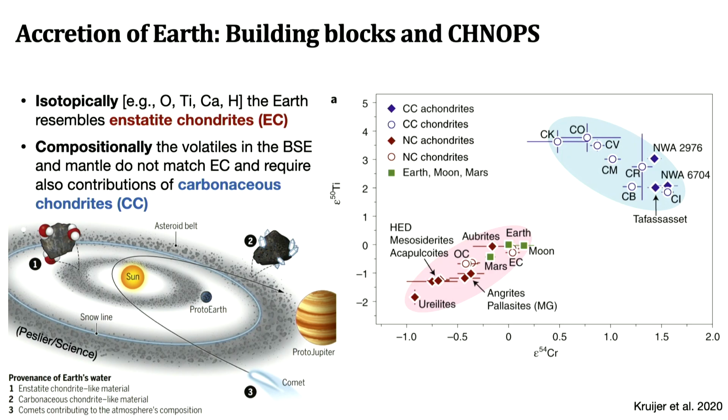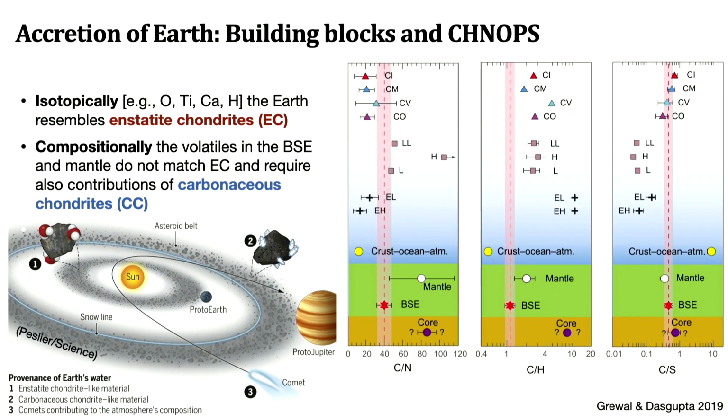Chemically, however, there are several differences when looking in more detail. Earth's upper mantle doesn't match enstatite chondrite magnesium to silicon ratios, and the bulk silicate Earth carbon to nitrogen, carbon to hydrogen, and carbon to sulfur ratios differ from enstatite chondrites. And they're more similar to carbonaceous chondrite meteorites that probably formed farther out than the asteroid belt.